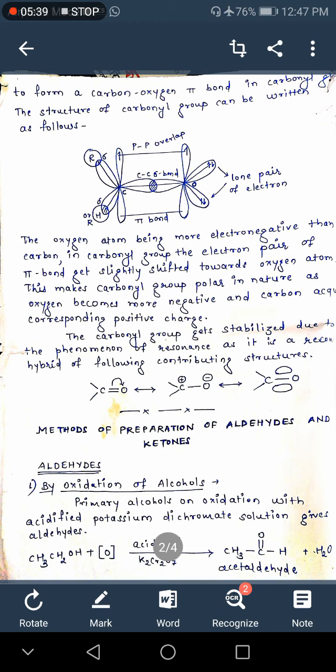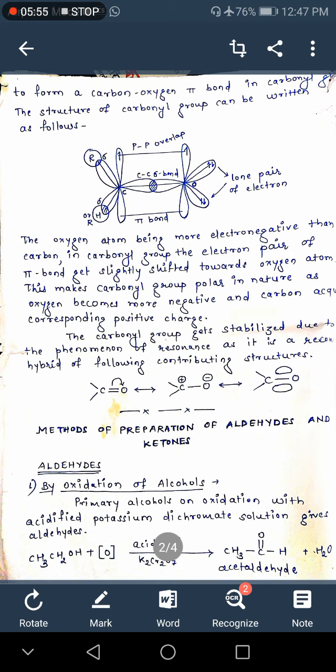Now turning toward the next topic, that is the method of preparation or method of formation of aldehyde and ketone. So first we discuss the preparation of aldehyde. In your syllabus the preparation of aldehyde is by the oxidation method. So first we start with the oxidation of alcohol.